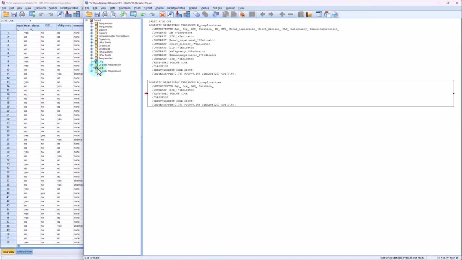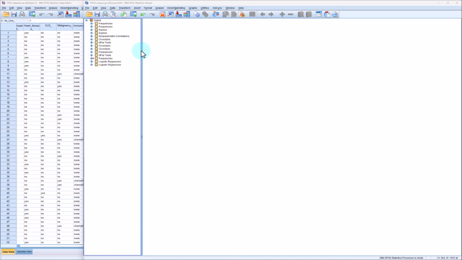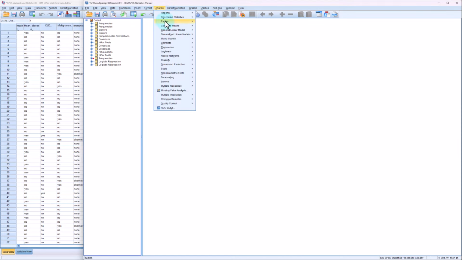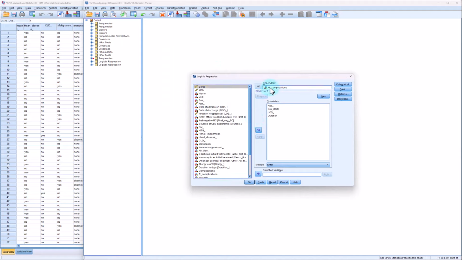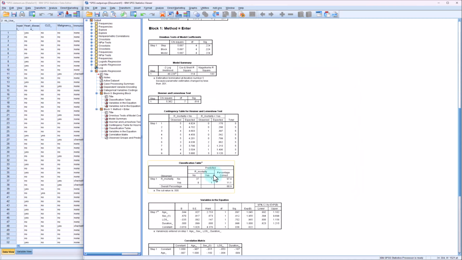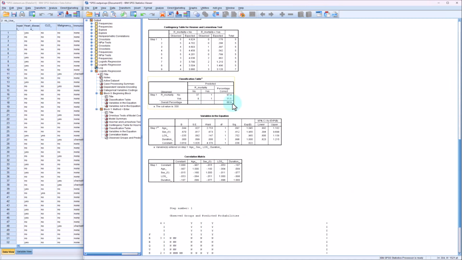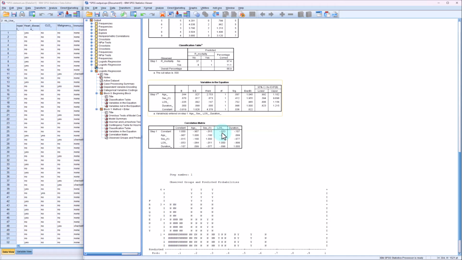Lastly, we would do another analysis, but this time we would use mortality as our dependent variable instead of complications. So under regression, binary logistic, we would replace this one with mortality. Let's see what happens. Again, we got a good overall percentage of prediction. Here we also did not get any significant test result. So this study could not identify any factors predictive of development of complications or mortality.